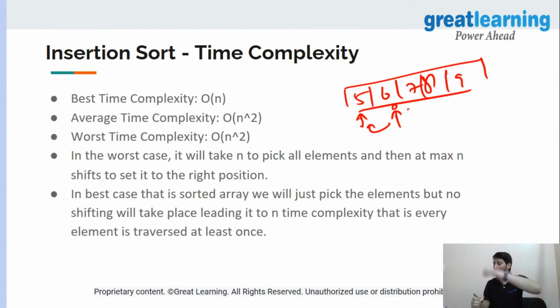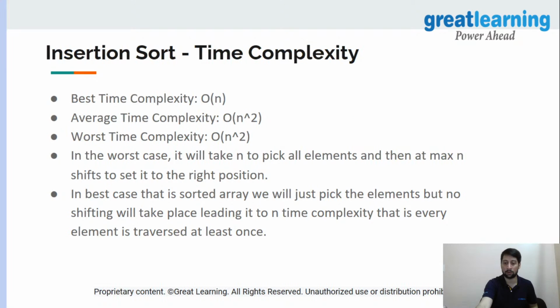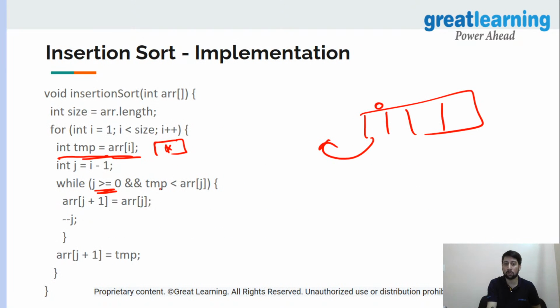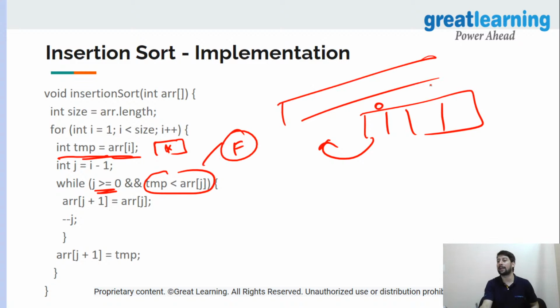So you will not go into that inner while loop. Always you will not go into this while loop. Why? Because this condition will never hold. This will always be false when your array is sorted. Think about it. If your array is sorted, your temp will never be less than arr[j], because your array is already sorted.